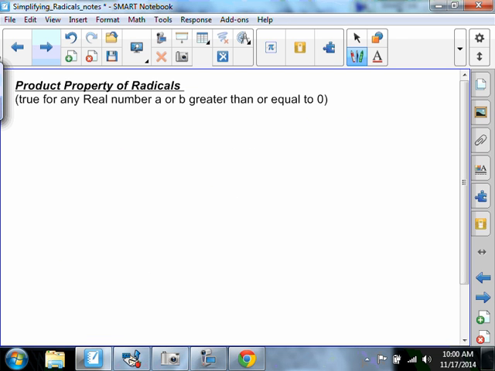Here's what is leading up to the procedure, the algorithm. There's this thing called the product property of radicals, and it's to simplifying radicals as the zero product property is to solving equations by factoring. What it says is if we have the square root of any number a times b, as long as a is not negative, we can break the radicals up into the square root of a times the square root of b. Now that statement is true in both directions. It's actually a biconditional statement.